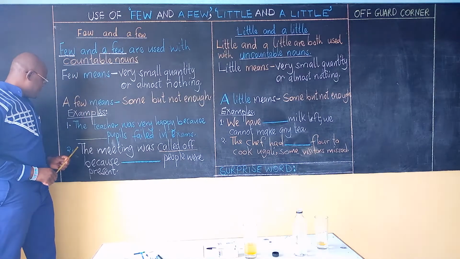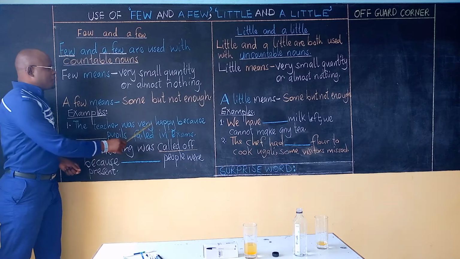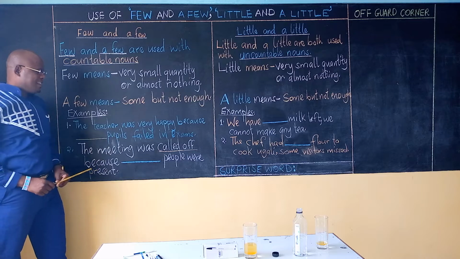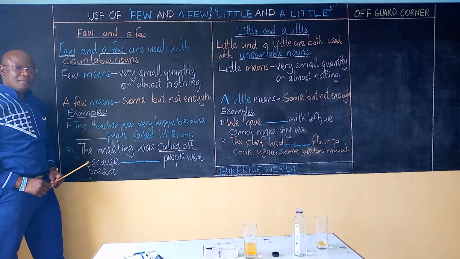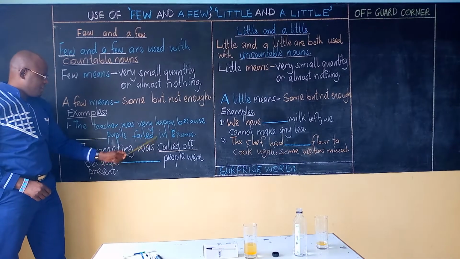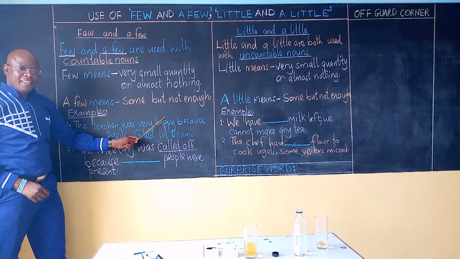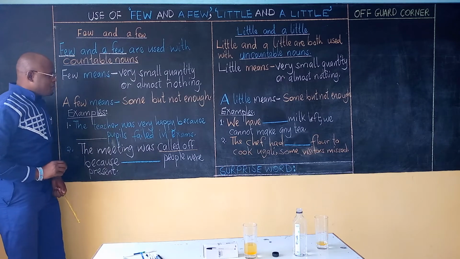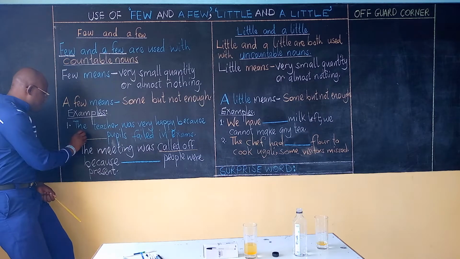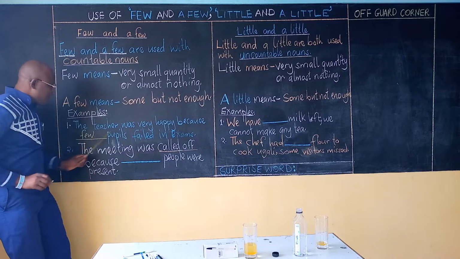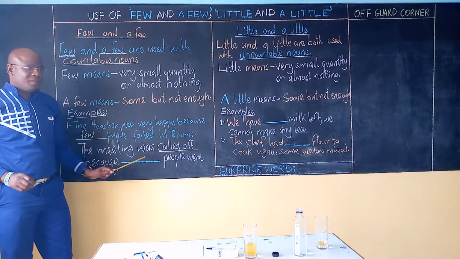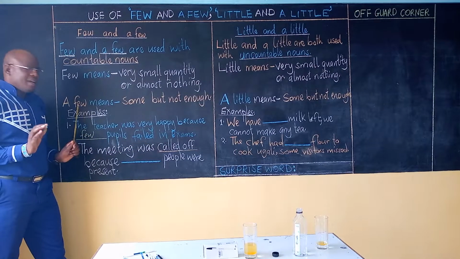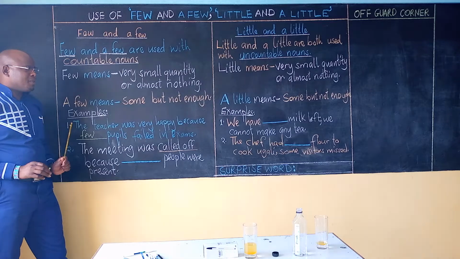Number one, the teacher was very happy because dash pupils failed in exams. Can you imagine failed in exams and the teacher was very happy? Yes, you got it right. The correct answer should be the teacher was very happy because few pupils failed in exams. Remember, a few would be many of them. That's why the teacher was happy that few pupils failed exams.